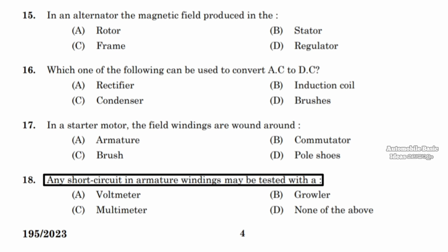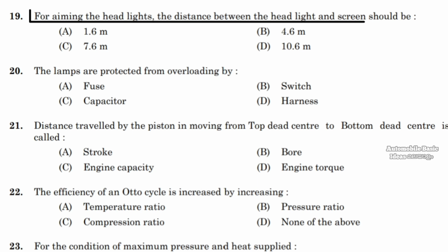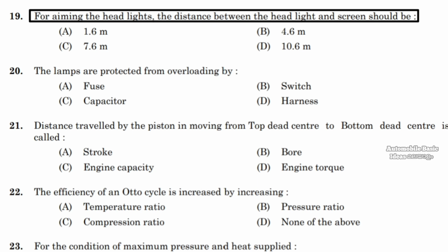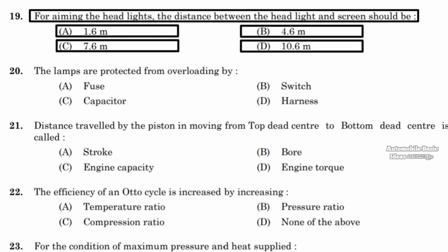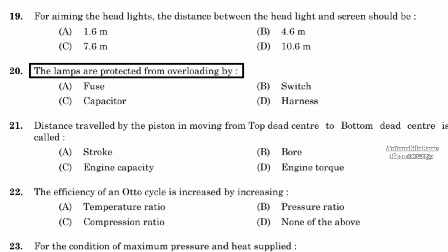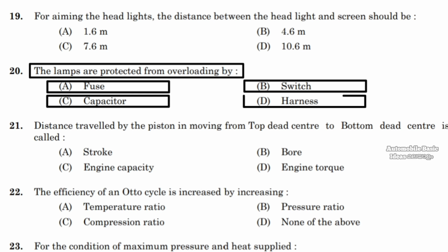18. Any short circuit in armature windings may be tested with A. Voltmeter, B. Growler, C. Multimeter, D. None of the above. Answer B. Growler. 19. For aiming the headlights, the distance between the headlight and screen should be A. 1.6 m, B. 4.6 m, C. 7.6 m, D. 10.6 m. Answer C. 7.6 m. 20. The lamps are protected from overloading by A. Fuse, B. Switch, C. Capacitor, D. Harness. Answer A. Fuse.